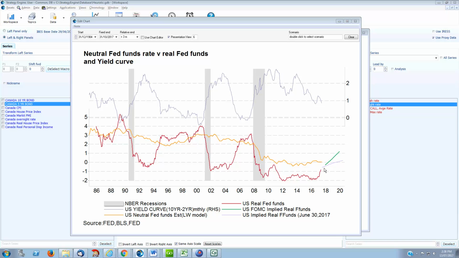The market at the moment is the purple line, and it's really only pricing in Fed funds getting to what is currently estimated to be neutral over about another 2-year period. It really is to the end of 2019 before the market is really thinking about policy getting to neutral. So that would give markets plenty of time to continue to focus on other factors other than the Fed having a tight policy setting.